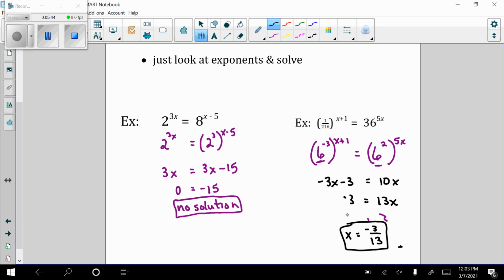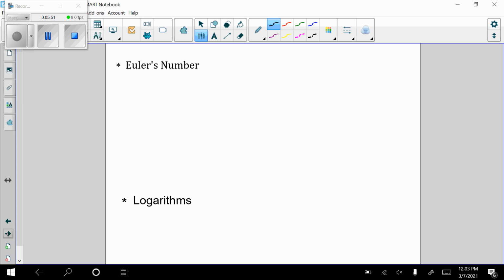Okay, so that should have looked familiar. Always look to see if you can change to a common base. It just makes it quicker. You can apply your exponent properties.